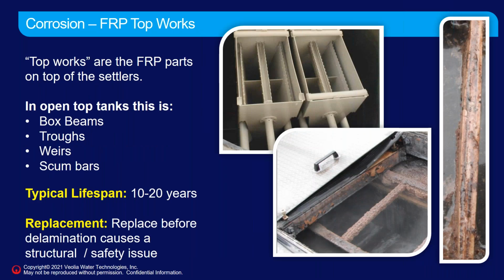Corrosion of our fiberglass top works. If you have a removable roof style digester, there's fiberglass components up in the roof, and these are in the top of the settlers. So there's beams and troughs and weirs and scum bars. They're all fiberglass components. And this style of digester has these aluminum removable covers. So you can see here on the right, there's two pictures of some damaged fiberglass. So that one beam that's kind of broken and fallen, there's a scum bar, scum plate there that's delaminating.